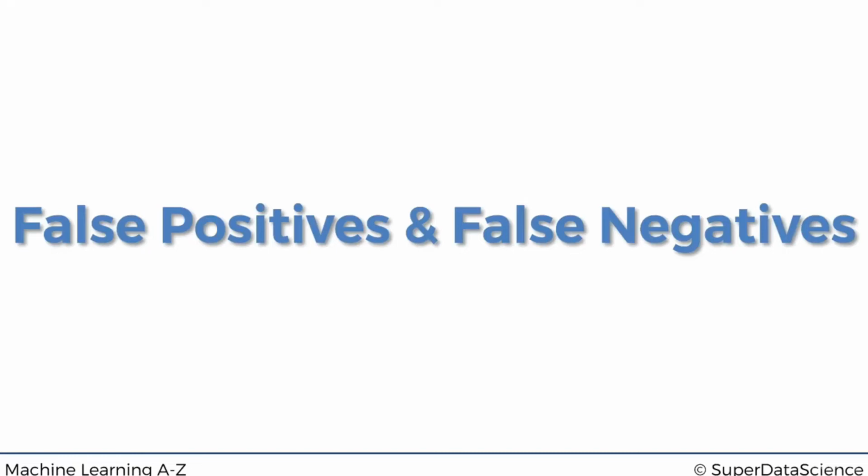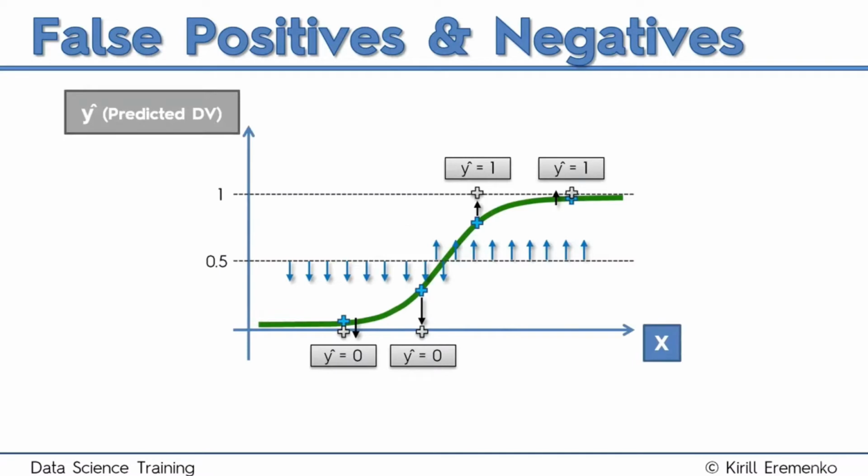In this tutorial, we will be talking about false positives and false negatives. As you remember, we were using the logistic regression function to observe where four random values of the independent variable will end up in terms of y hat, so in terms of the predicted value for the dependent variable.